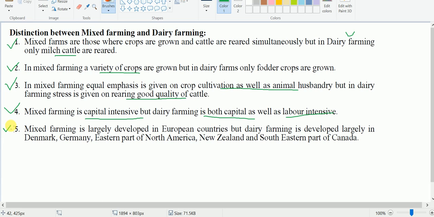And fifth point, mixed farming is largely developed in the European countries, but dairy farming is developed largely in Denmark, Germany, the eastern part of North America, New Zealand, and southeastern part of Canada. So these are the five important points of distinction between mixed farming and dairy farming. These points are very important for the exams.